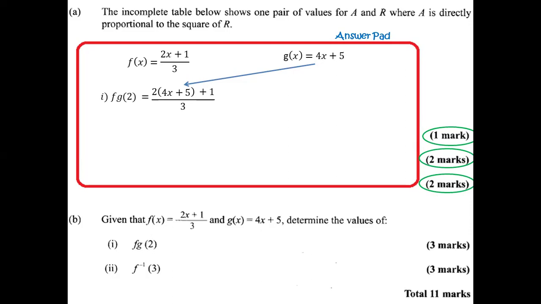And then what we're going to do is expand the bracket there. 4 2's are 8x, and 2 times 5 is 10, plus 1, divided by 3. Now, there are some like terms there, the 10 and the 1. They are like terms, so we can add them.